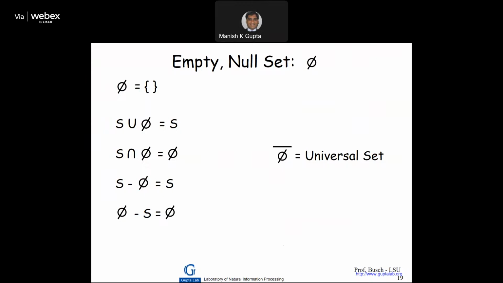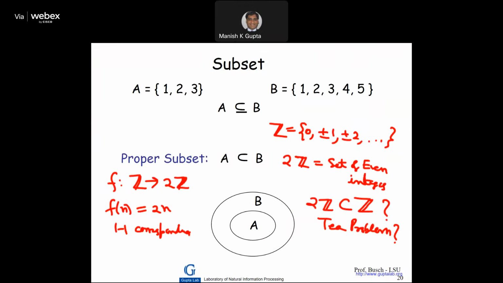Now comes another beautiful thing: subset. So A is a subset of B, right? If A has elements 1, 2, 3 and every member of A is a member of B, then A is a subset of B. Very well-known fact. Then there is something called a proper subset. If A is strictly a subset of B, right? So basically the number of elements in A will be strictly less than the number of elements in B, right?